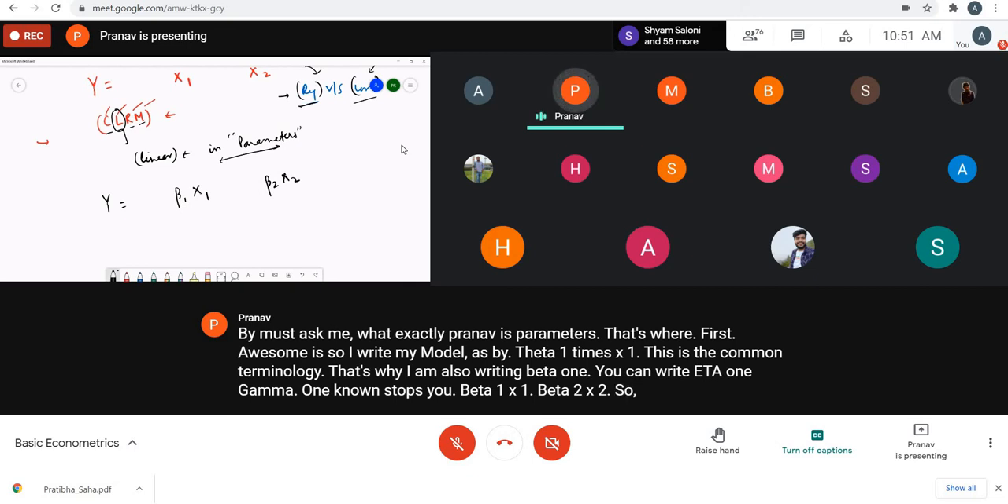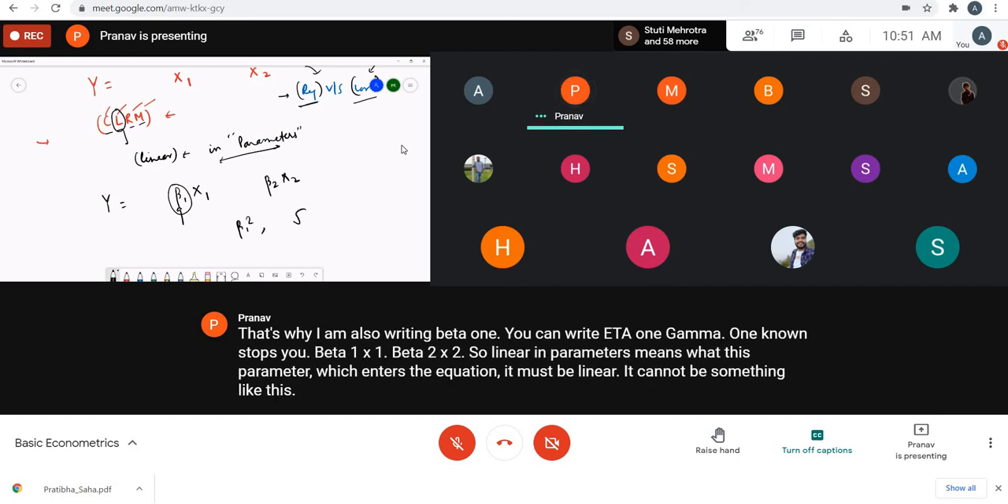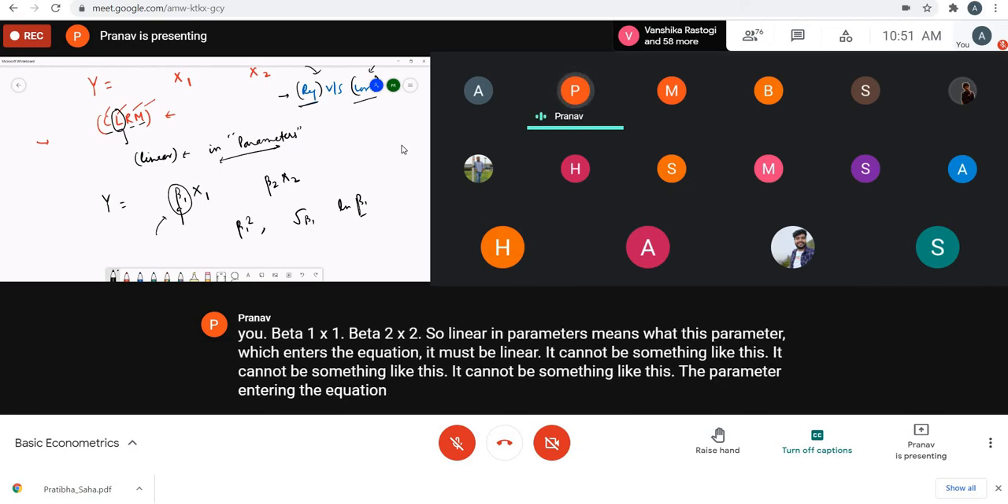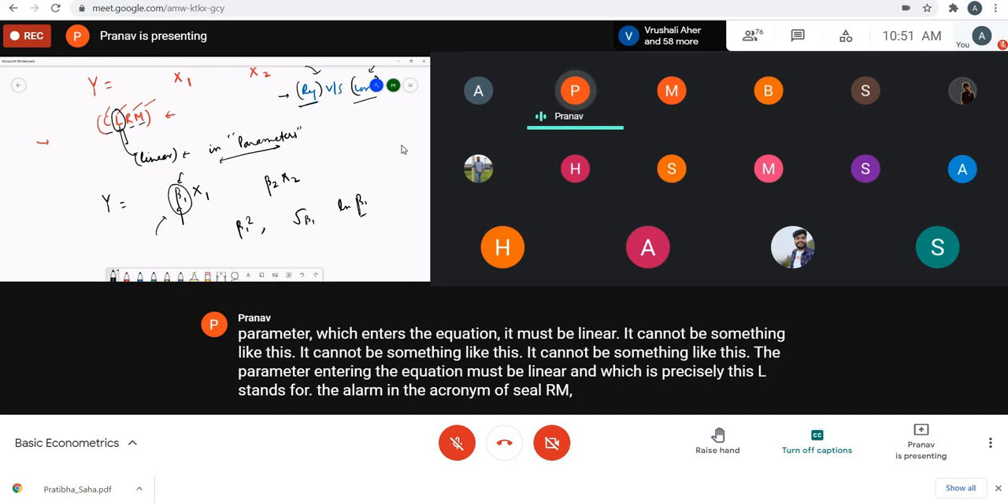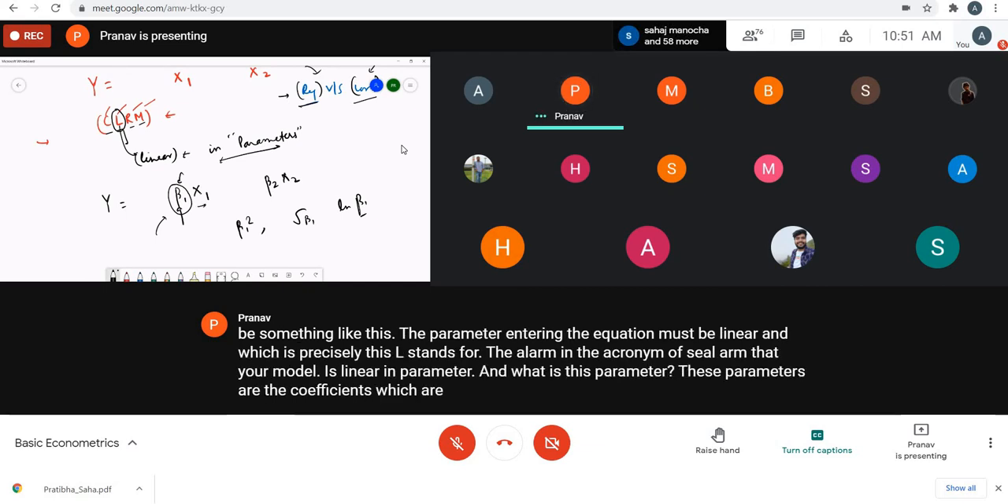So linear in parameters means what? This parameter which enters the equation must be linear. It cannot be something like this. It cannot be something like this. It cannot be something like this. The parameter entering the equation must be linear, and which is precisely what this L stands for in the acronym of CLRM, that your model is linear in parameters. And what are these parameters? These parameters are the coefficients which are attached to the explanatory variables that I have included in the model.